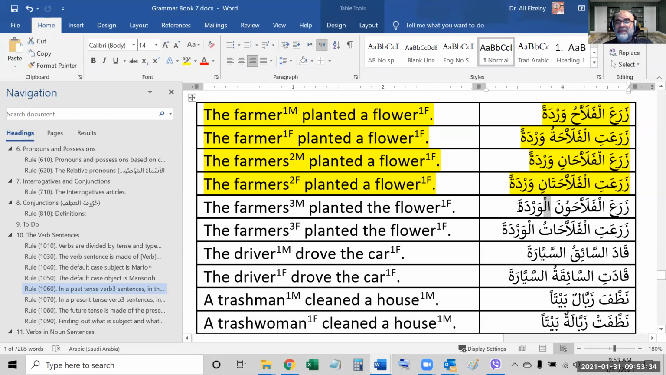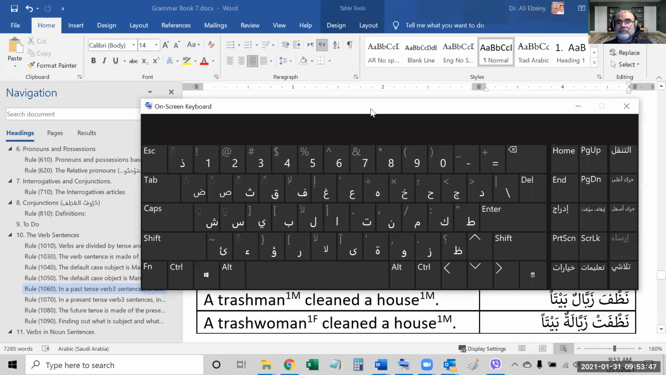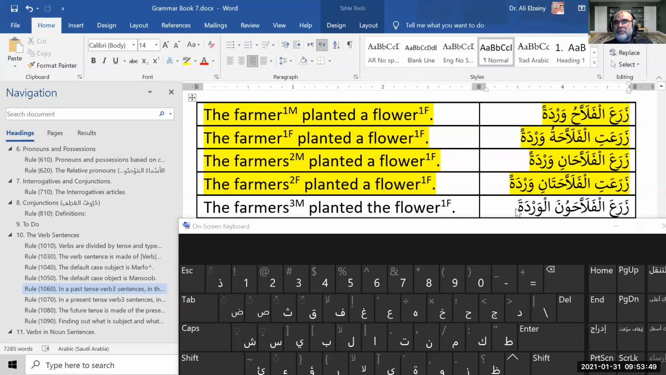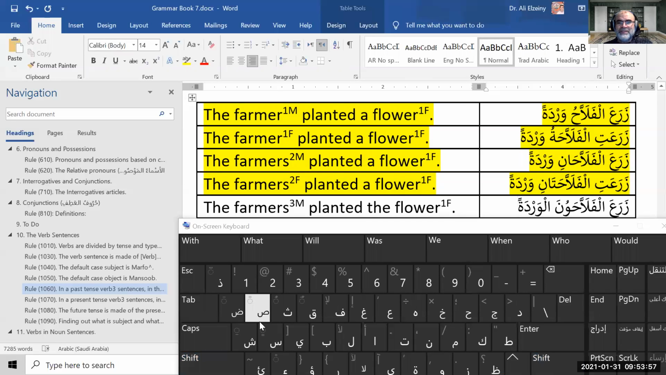Once you have alif lam, then tanween is not allowed. You cannot have tanween with alif lam. So you can't say this. You can't say, okay, I'm going to do it like tanween fatha. The answer is wrong. Why? Because alif lam and tanween don't come together. Once you have alif lam, then tanween is no longer a possibility. So you see wardatan becomes al-wardata. Okay?